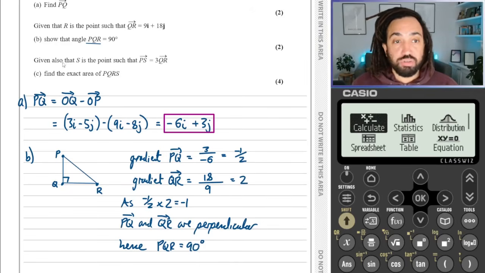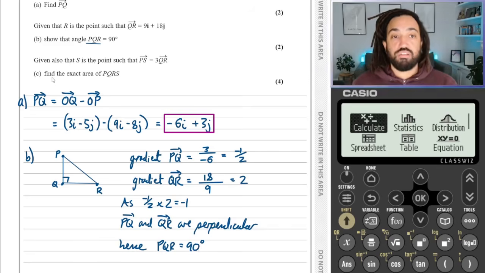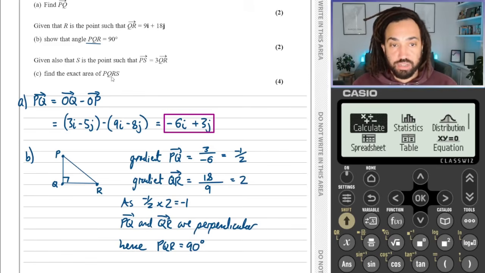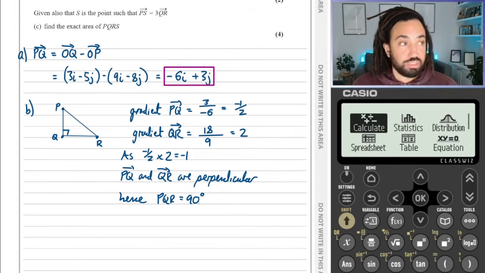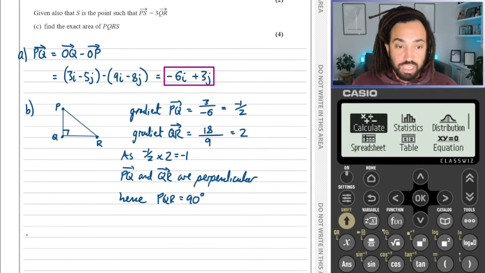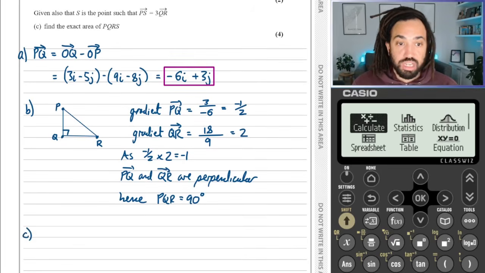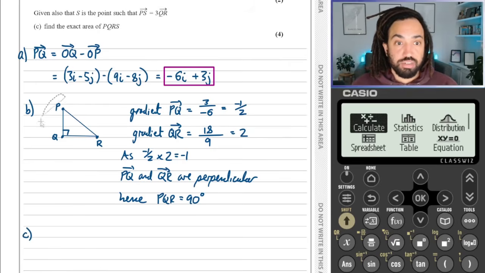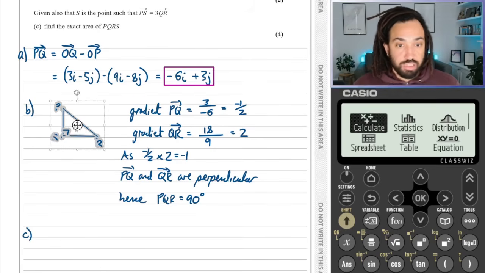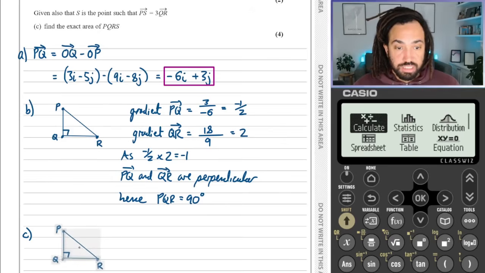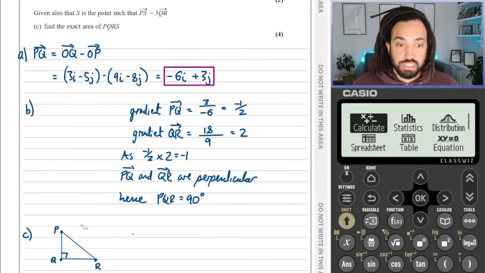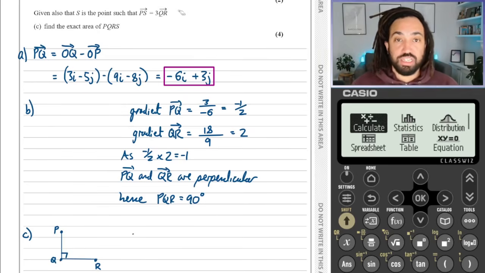Okay, part C. Given also that S is the point such that PS is equal to 3QR, find the exact area of PQRS. Okay, well, once again, there's 4 marks, so we've got a bit of work to do here. And it's a good idea to draw a diagram. Now, in fact, we already have this little diagram here. So I'm just going to move that down. We're going to use that again, but this time we don't need to connect up PR. But what do we need? We need S in there to create a shape.